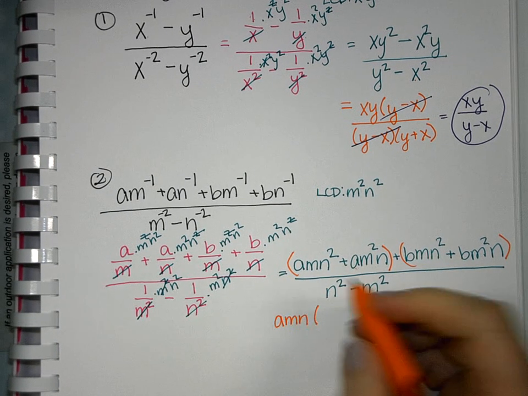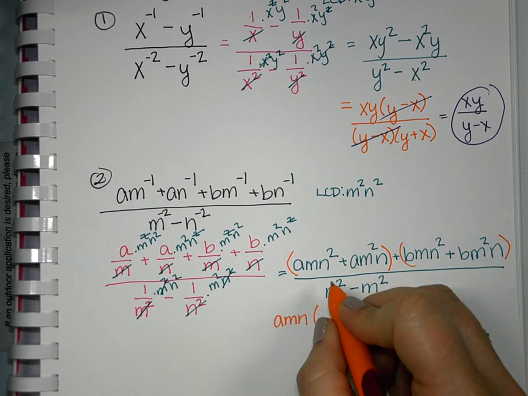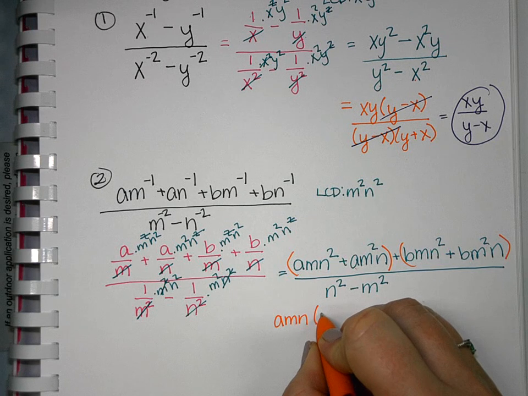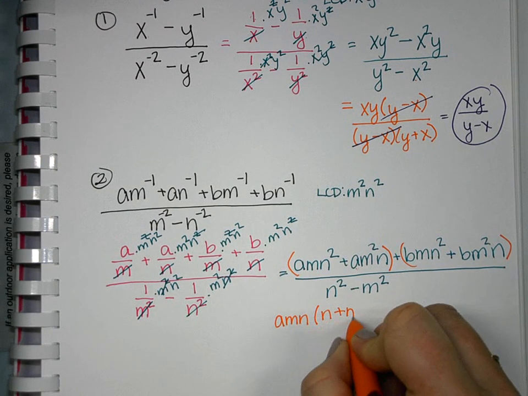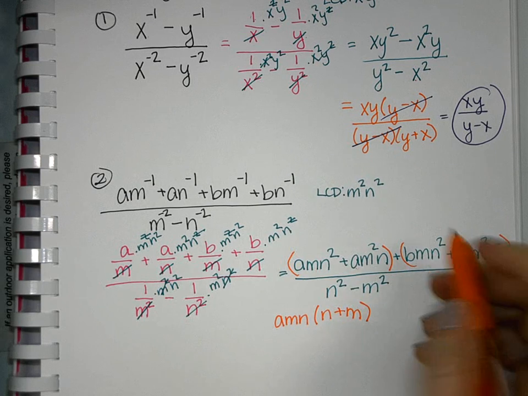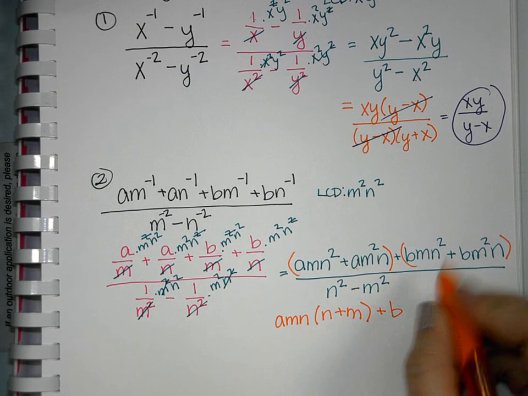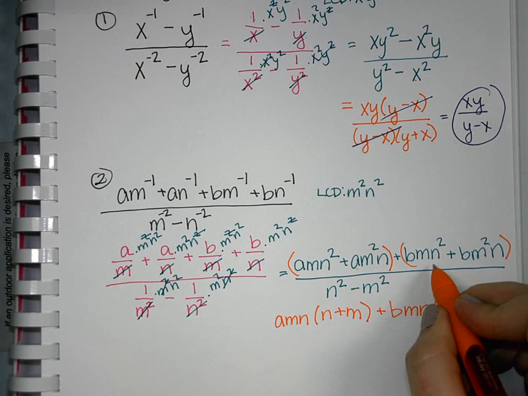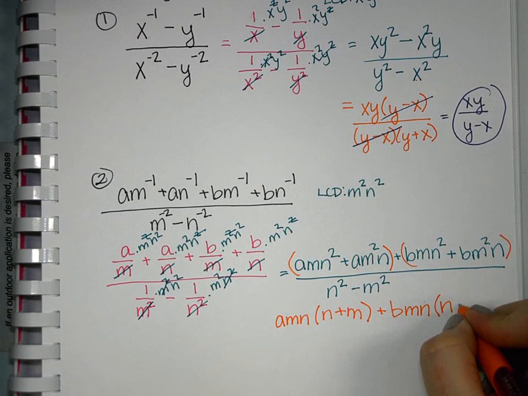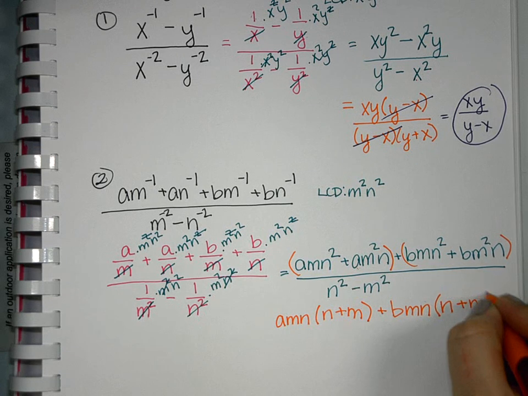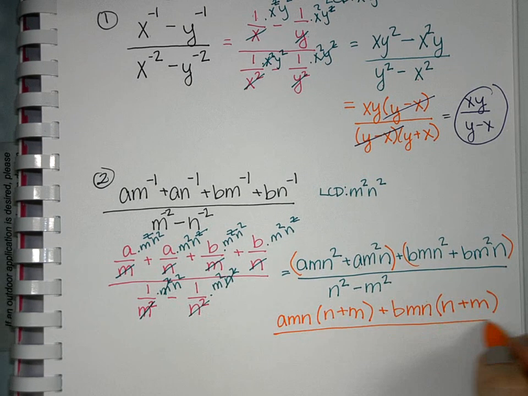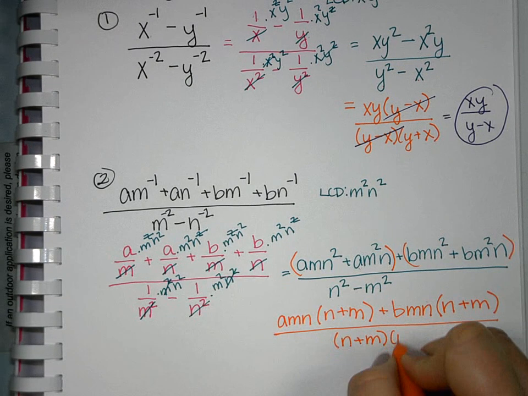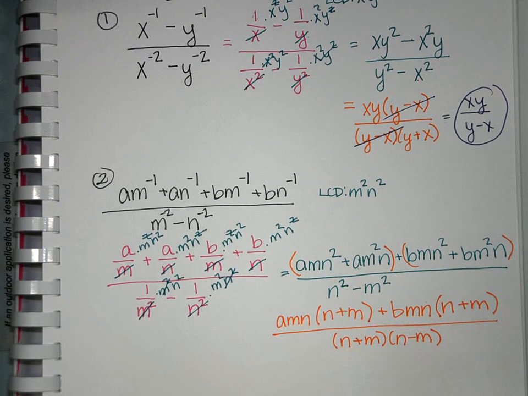And when I look at what's left, I have an N plus M. For the second one, they both have a B, an M, and an N. And when I look at what's left, I'll have N plus M. In the denominator, I'll have N plus M and n minus m because I have a difference of squares.